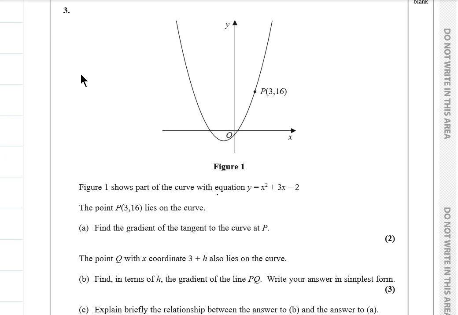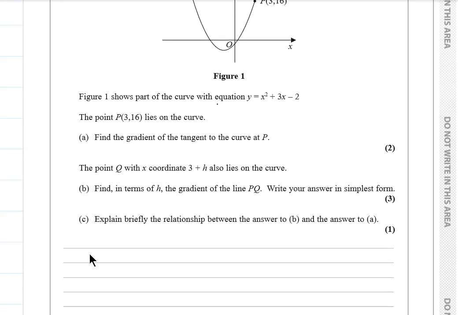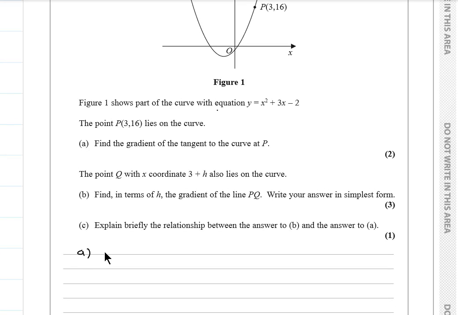Okay, question 3. Figure 1 shows part of the curve with equation y equals x squared plus 3x minus 2. The point P (3, 16) lies on the curve. Find the gradient of the tangent to the curve at P. Okay, super easy. We can get the derivative, of course. To find the gradient of the tangent, we differentiate. We find y dash to be 2x plus 3, and then at x equals 3, the gradient of the tangent at P will be 2 times 3, 6, 6 plus 3, 9.